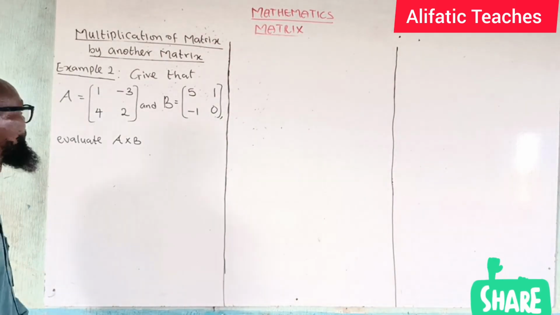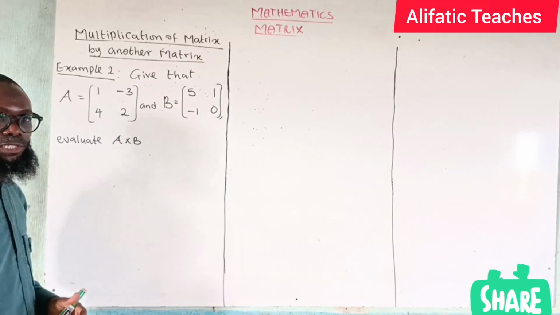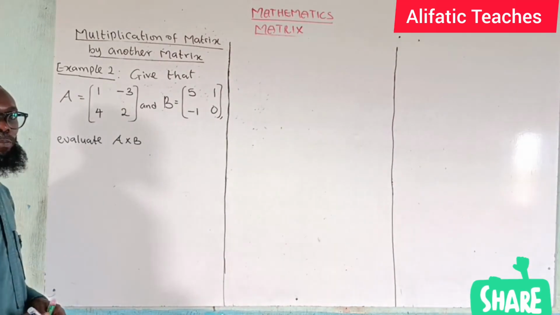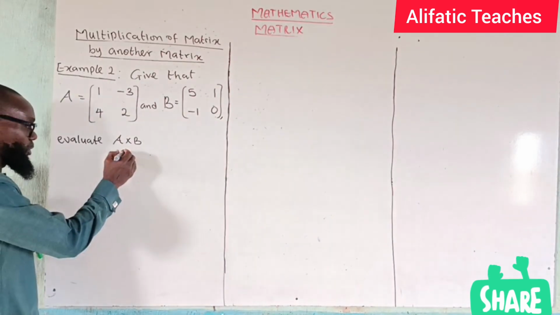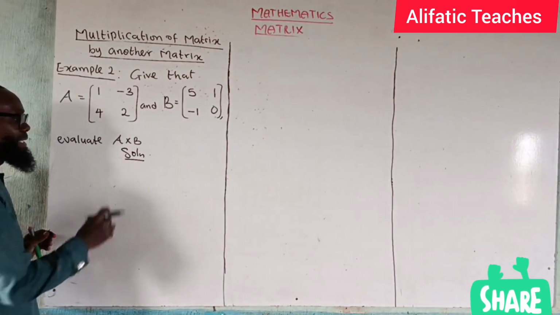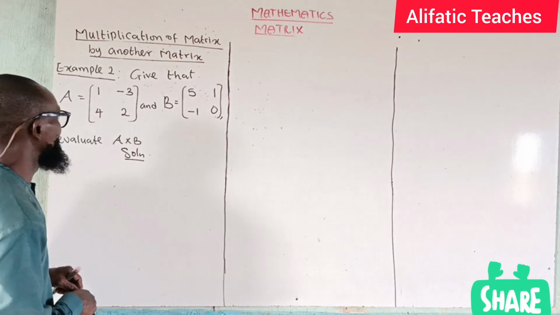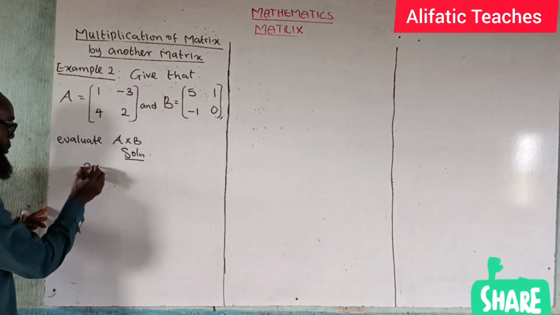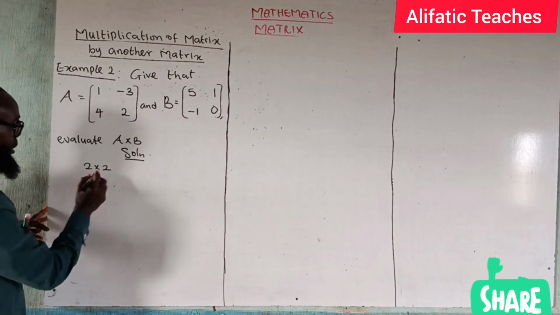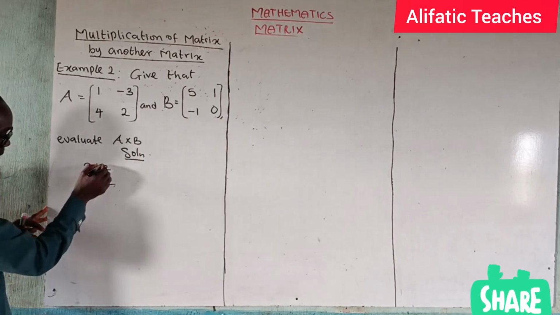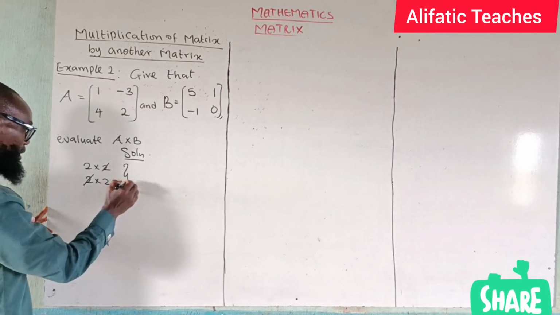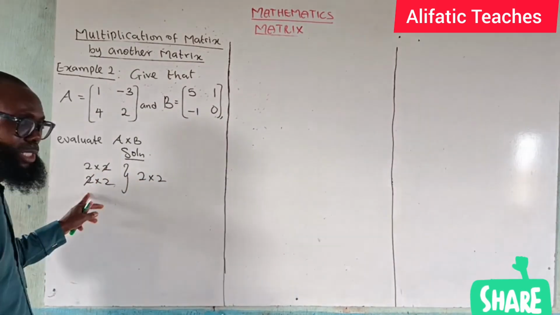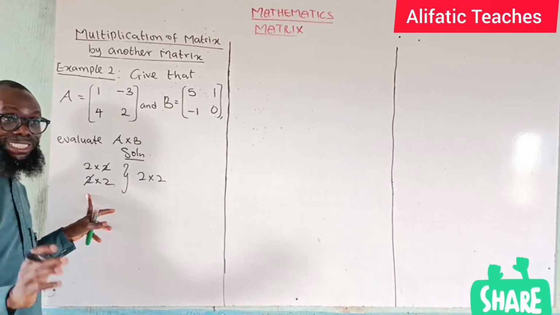Example 2. Given that matrix A is this, and also the matrix B, evaluate A multiplied by B. Now, first of all, is this multiplication defined or not? What is the size of this matrix A? We have a 2 by 2 matrix. Likewise, this one is a 2 by 2 matrix. So this cancels this. Finally, we are going to have a 2 by 2 matrix. Meaning that since this one can cancel this one, this matrix multiplication is defined.